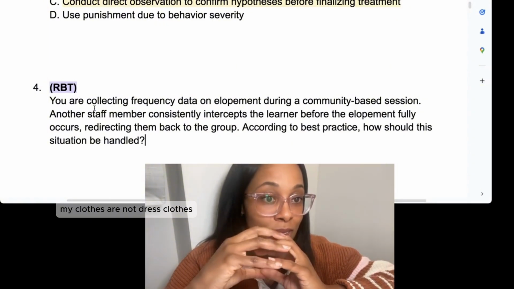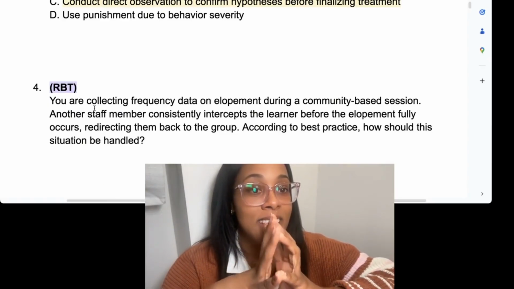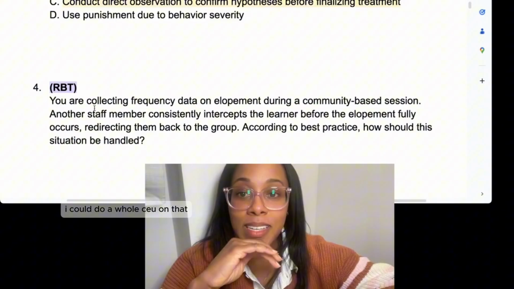I had one say my clothes are not dress clothes. We're not in dress code. I was in loose yoga pants. I could do a whole CEU on that.